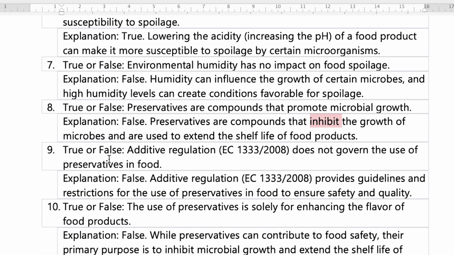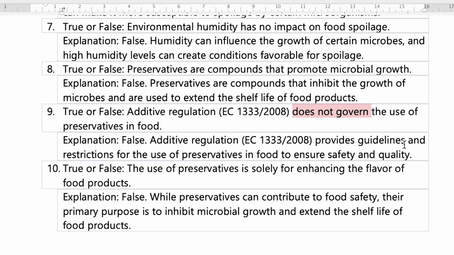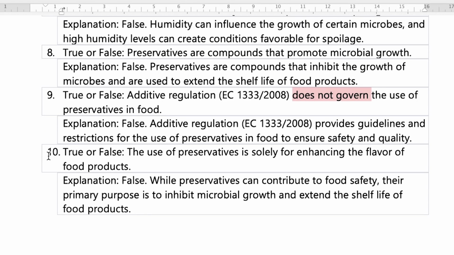Number nine, additives regulation does not govern the use of, it's wrong. It governs, ensuring the guidelines and restrictions. Number 10, the use of preservatives is solely for enhancing the flavors of food products. It also contributes to food safety and extends the shelf life, not just solely enhancing the flavor.